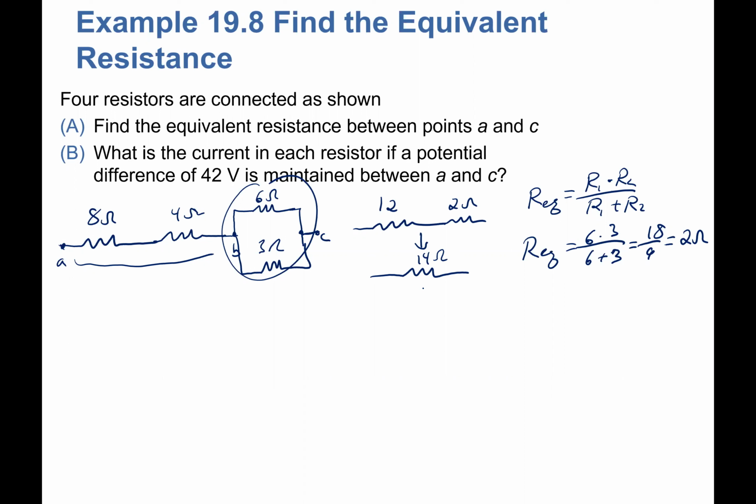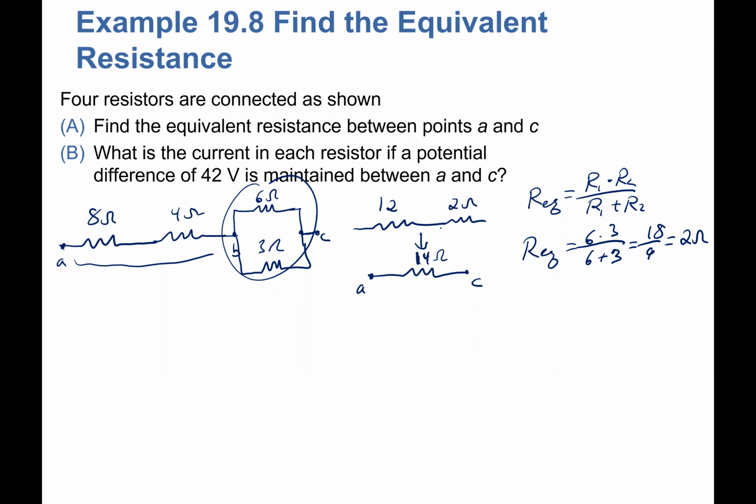Okay. That means, let me see, did I do this correctly? 8 and 4. Yeah. So the total equivalent is 14 ohms. That means going from point A to point C, I have 14 ohms.